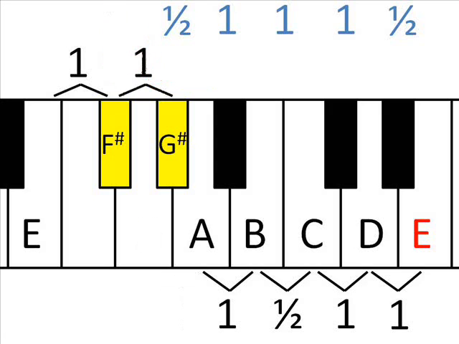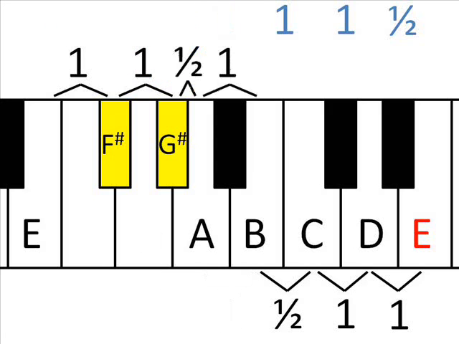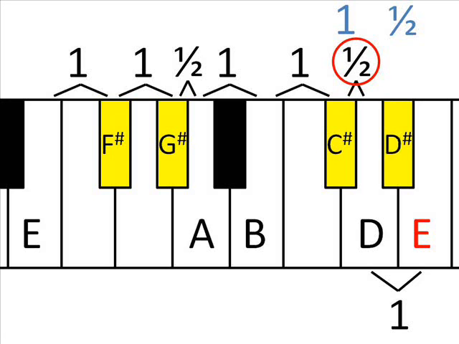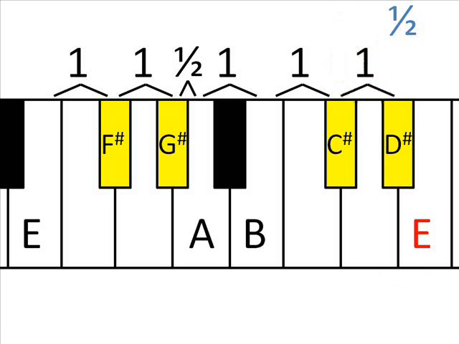Between G sharp and A we have a half step, between A and B we have a whole step, those are both correct. Between B and C we have a half step, and that is incorrect. We need a whole step, so we are going to replace C with C sharp. Now there's a whole step between B and C sharp. And moving on, we have a half step between C sharp and D, which is incorrect. We're going to have to replace the D with a D sharp, leaving us with the final interval of a half step between D sharp and E.